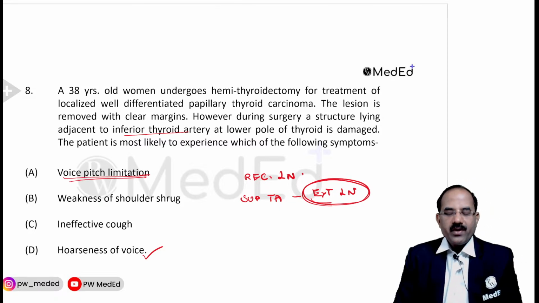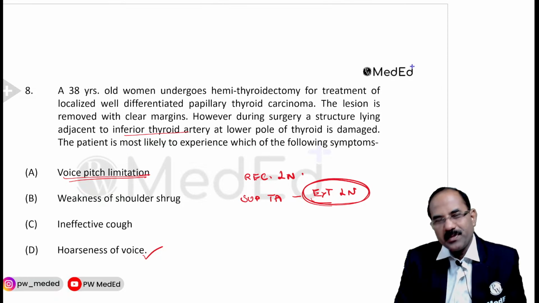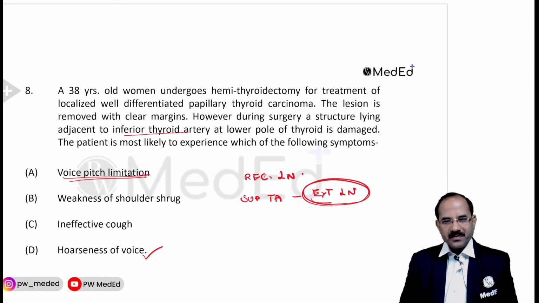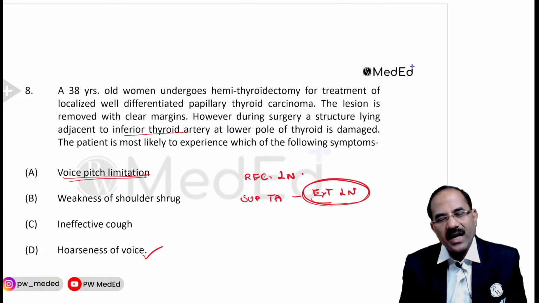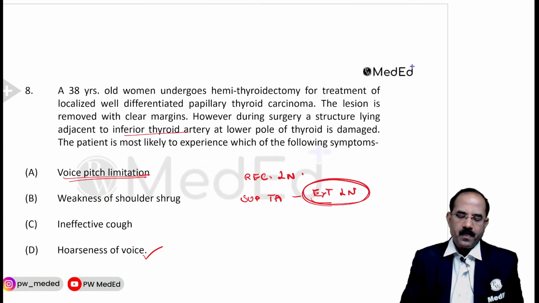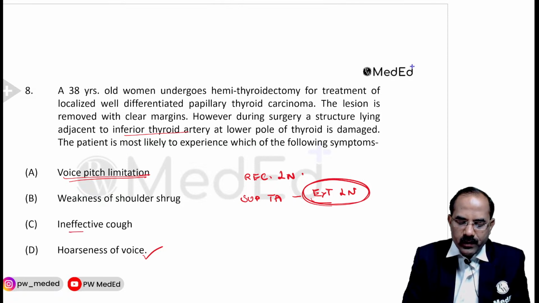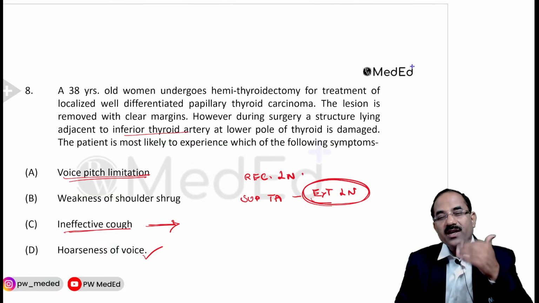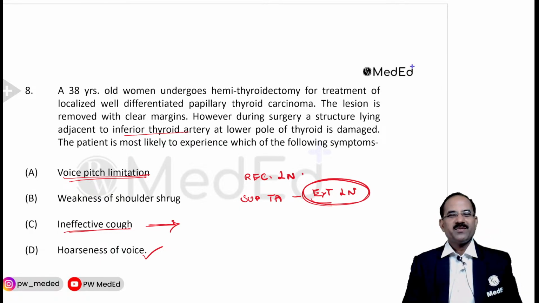Okay? So option A, voice pitch limitation, is when the external laryngeal nerve is involved, which supplies the cricothyroid. Perfect. Okay. Ineffective cough. Can anyone tell me which is the nerve for the cough reflex?